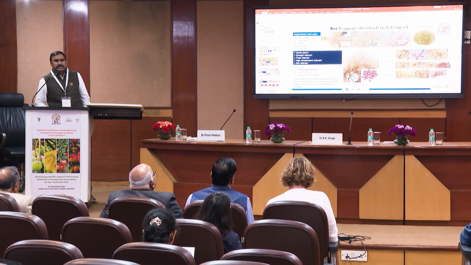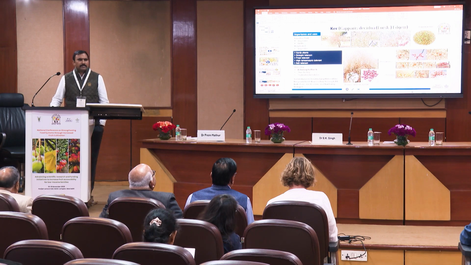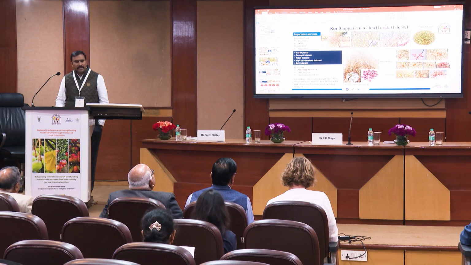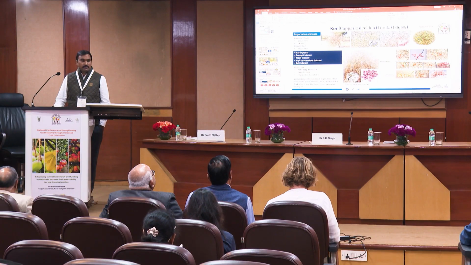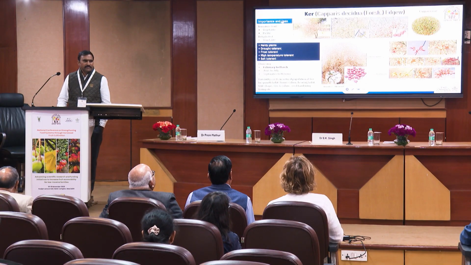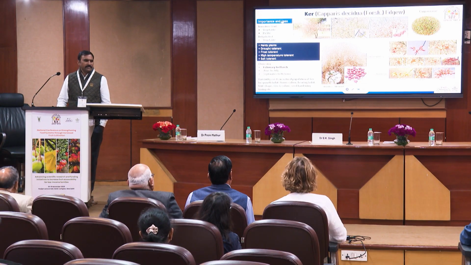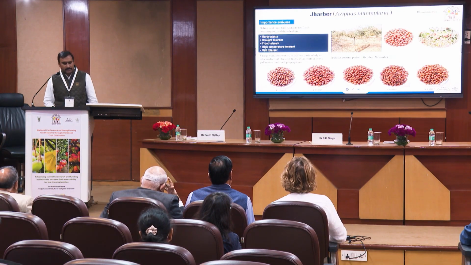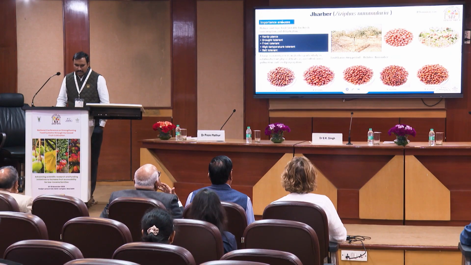Another crop is the ker. That is another climate resilient crop, and we have about 9 collections of ker, and out of 9 we have identified one high yielding thornless genotype. But we are still struggling with the clonal propagation method, so we have not recommended it as a variety.